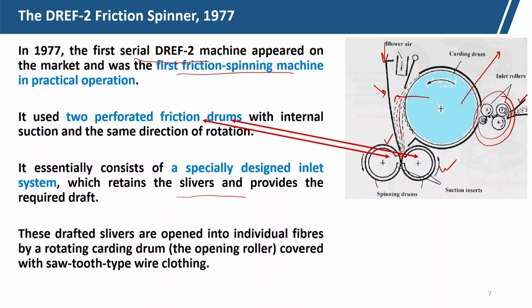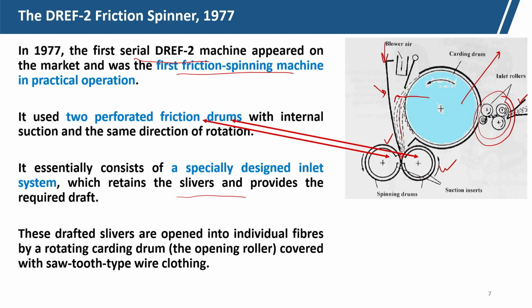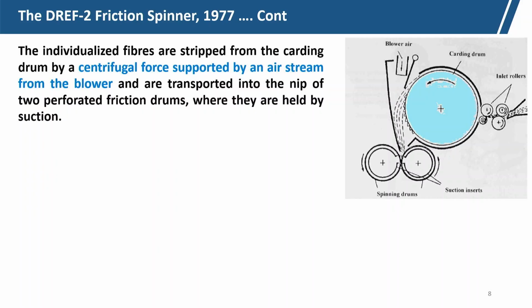These drafted slivers are opened into individual fibers by the rotating drum. This rotating drum is called the opening roller, and it is covered with sawtoothed clothing. These individual fibers are stripped from the carding drum by centrifugal force. Due to the rotation of the carding drum there is a centrifugal force, they are stripped off, and this is actually supported by the air stream.